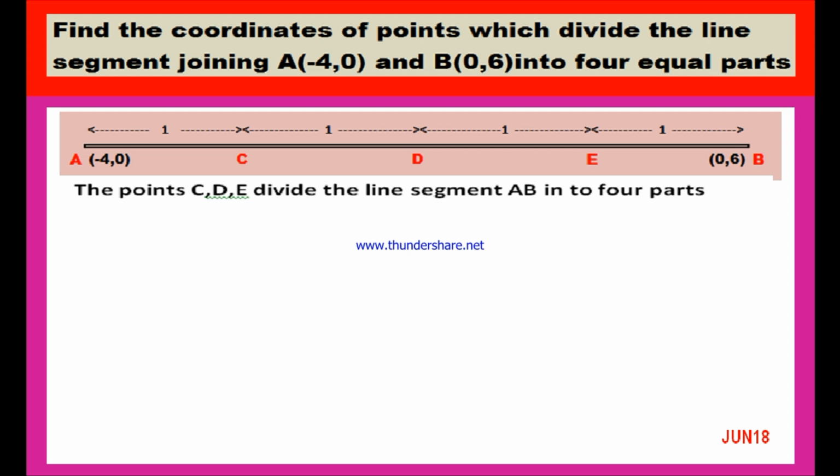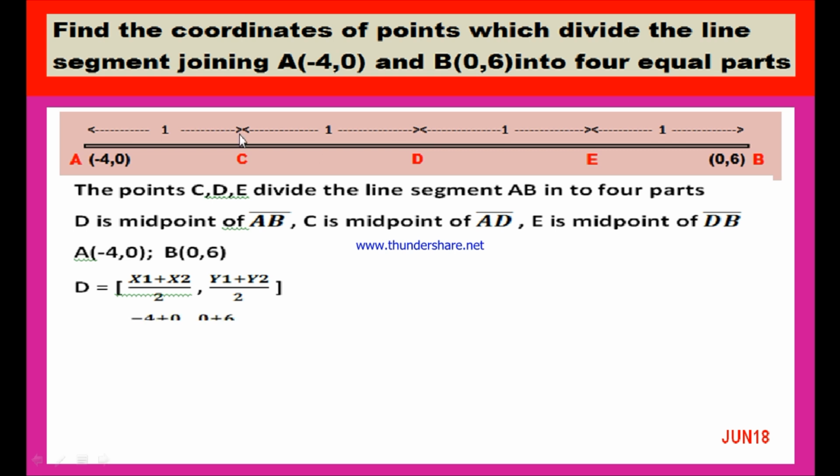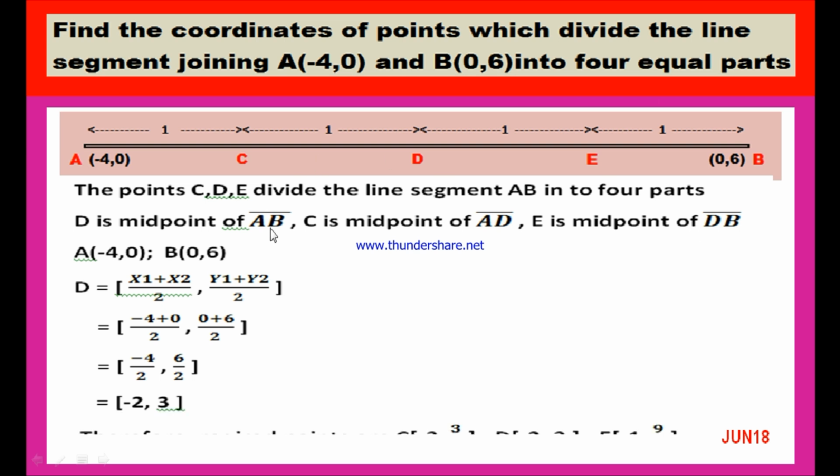Here the points C, D and E divide the total line segment into 4 equal parts. Now if you observe, it is very clear that D is the midpoint of AB, C is the midpoint of AD, and E is the midpoint of DB. Now let us find the midpoint of AB first. If you find the midpoint of AB, then you will get D.